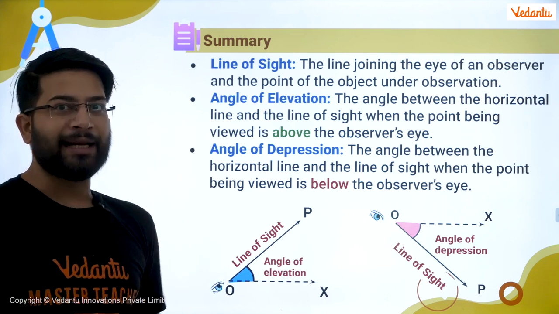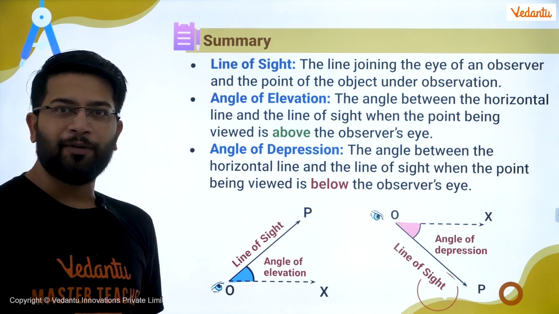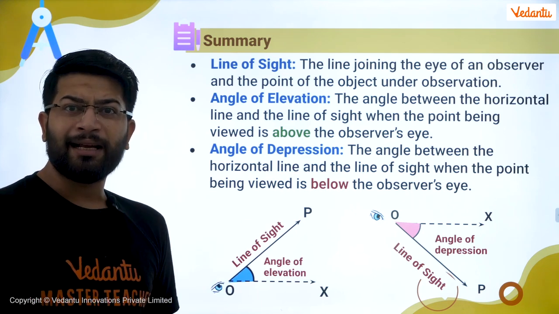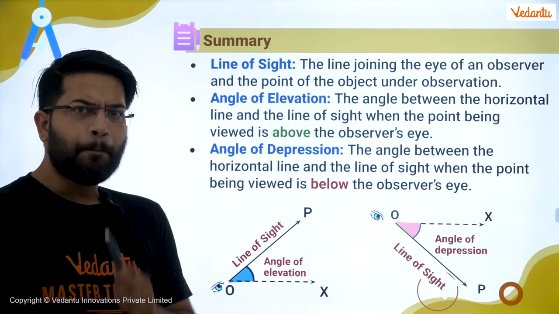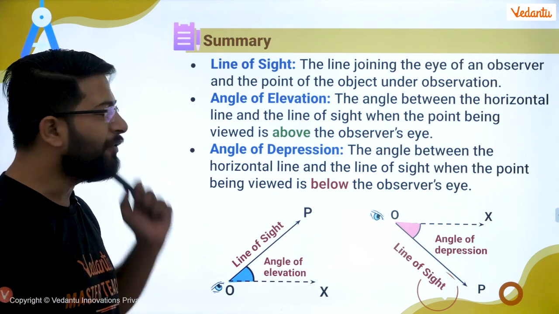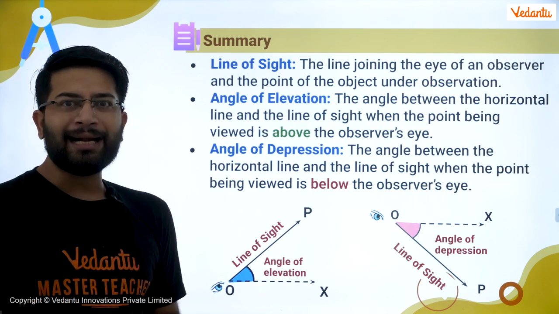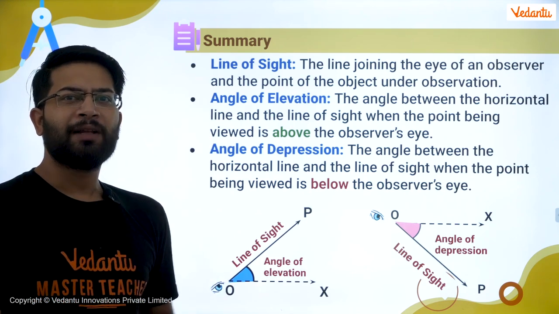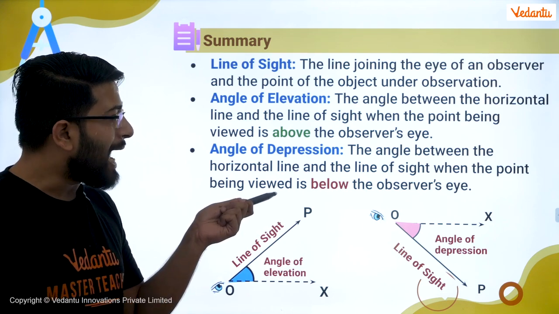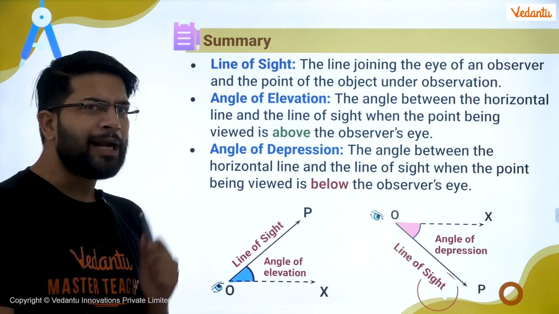Now, there could be two cases. In the first case, the object is above the observer. In this case, the angle between the line of sight and the horizontal plane passing through the eye of an observer will be known as the angle of elevation. And in the other case, if the object is below the observer, then the angle between the line of sight and the horizontal plane will be known as the angle of depression.